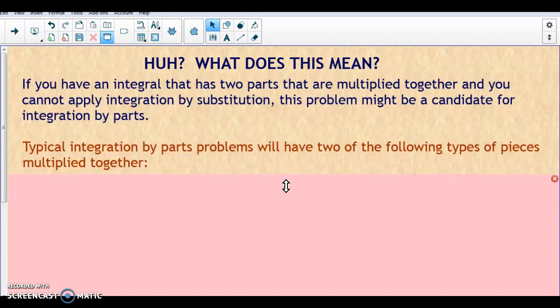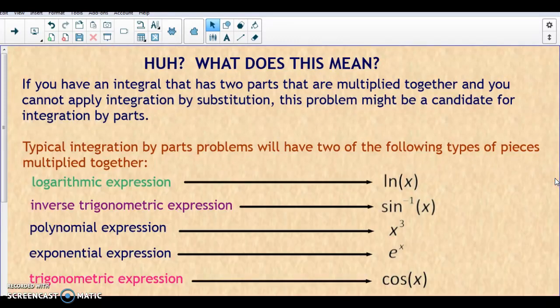There are typical types of integration by parts problems, and they will usually have two of the following types of pieces multiplied together. There are 5 possible pieces. They could be logarithmic, inverse trig, polynomials, exponential expressions, or trigonometric expressions. Of those 5 choices, you will usually see 2 of them multiplied together, and if you see that happening, then that's a candidate for integration by parts.